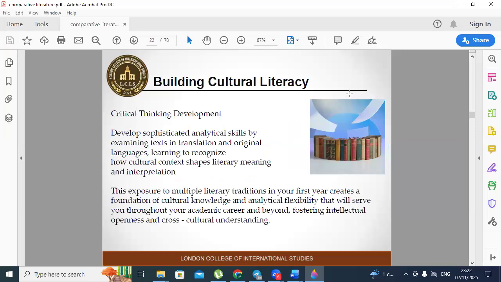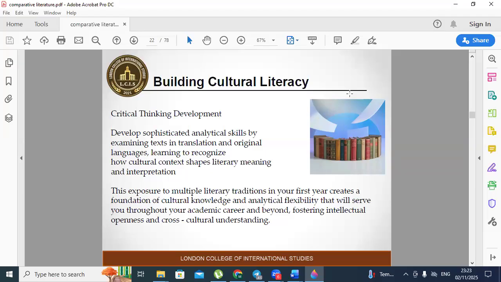Critical thinking development: develop sophisticated analytical skills by examining texts in translation and original languages, learning to recognize how cultural context shapes literary meaning and interpretation. This exposure to multiple literary traditions in your first year creates a foundation of cultural knowledge and ethical flexibility that will serve you throughout your academic career and beyond, fostering intellectual openness and cross-cultural understanding.